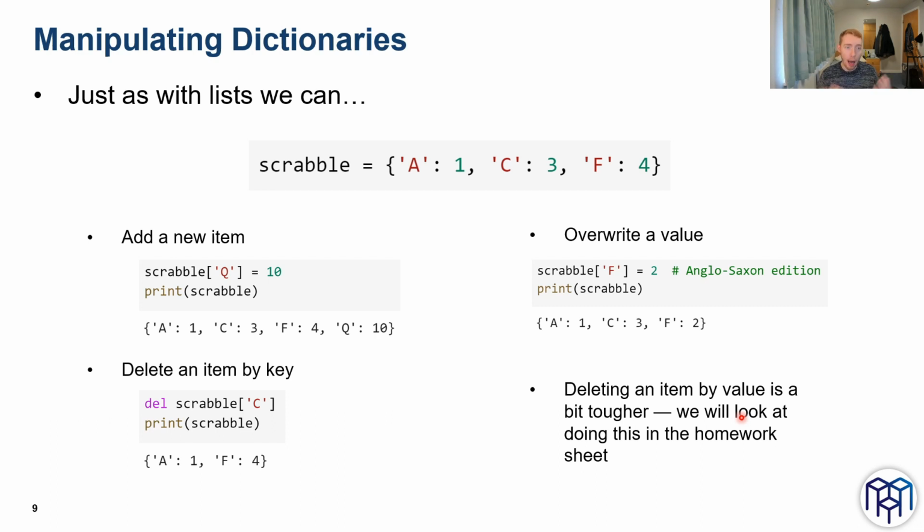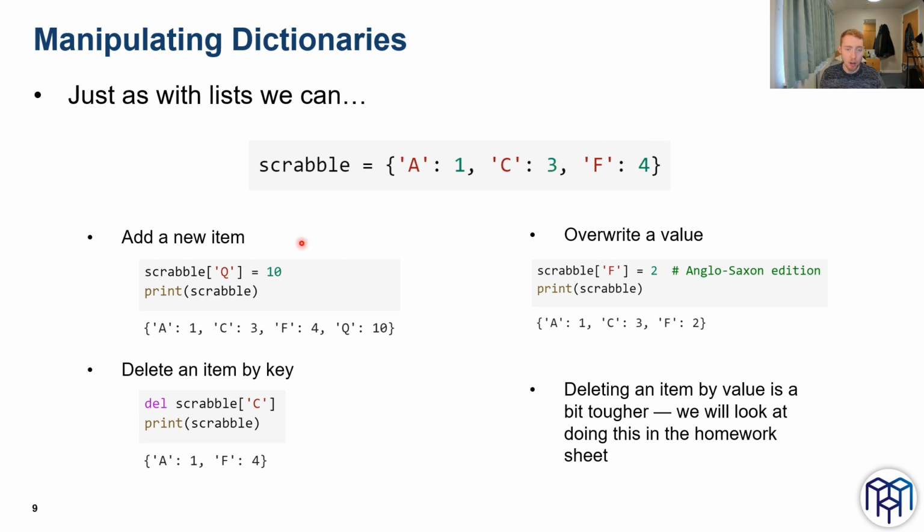Okay, so how can we manipulate dictionaries? We saw when we introduced lists, 4 different ways we could either delete, overwrite, or add elements to a list. Let's see how we can do that with a dictionary. And so a lot of the methods are fairly similar. We're going to use this example dictionary here called Scrabble, and it's the values of 3 different Scrabble tiles, A, C, and F, are 1, 3, and 4.